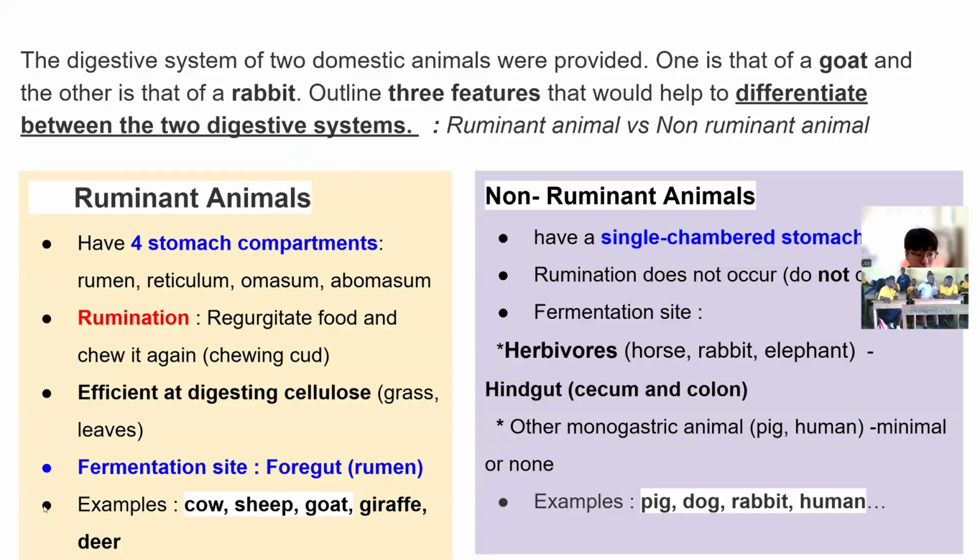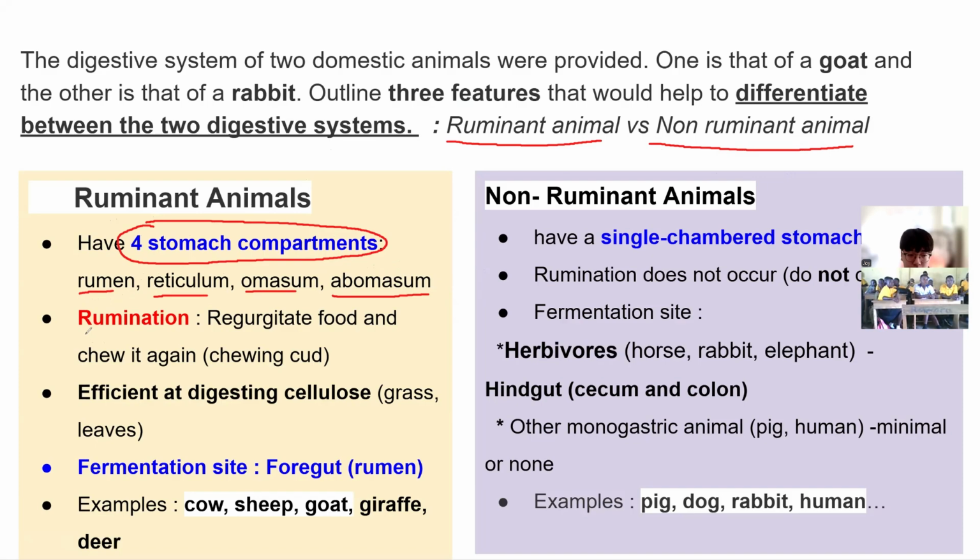This question, I think, is also part of a theory question, but you need to know the difference between what's called the ruminant animal and the non-ruminant animal. Ruminant animals have four stomach compartments. They're called ruminant animals because they contain the rumen, reticulum, omasum, and abomasum. You don't need to know the exact words, but just know that they have four stomach compartments.